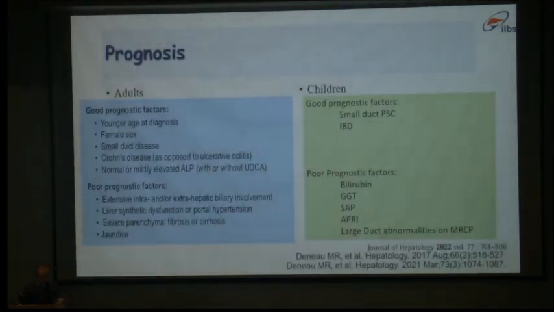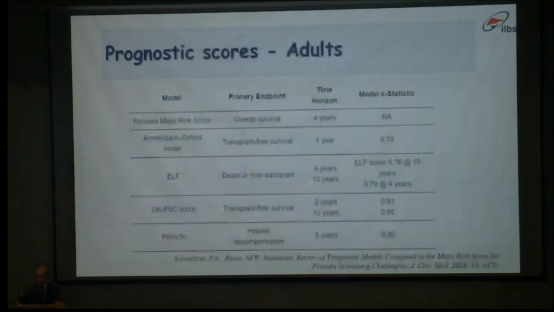So coming to prognosis, some of the factors we have already discussed. In adults, as per the Mayo risk score, younger age, female gender, small duct disease, Crohn's disease, and normal or mildly elevated ALP are good prognostic factors, whereas extensive intra- and extrahepatic biliary involvement is a poor prognostic factor. In children, good prognostic factors are small duct PSC and IBD, whereas poor prognostic factors are high bilirubin, GGT, alkaline phosphatase, APRI, and large duct abnormalities on MRCP.